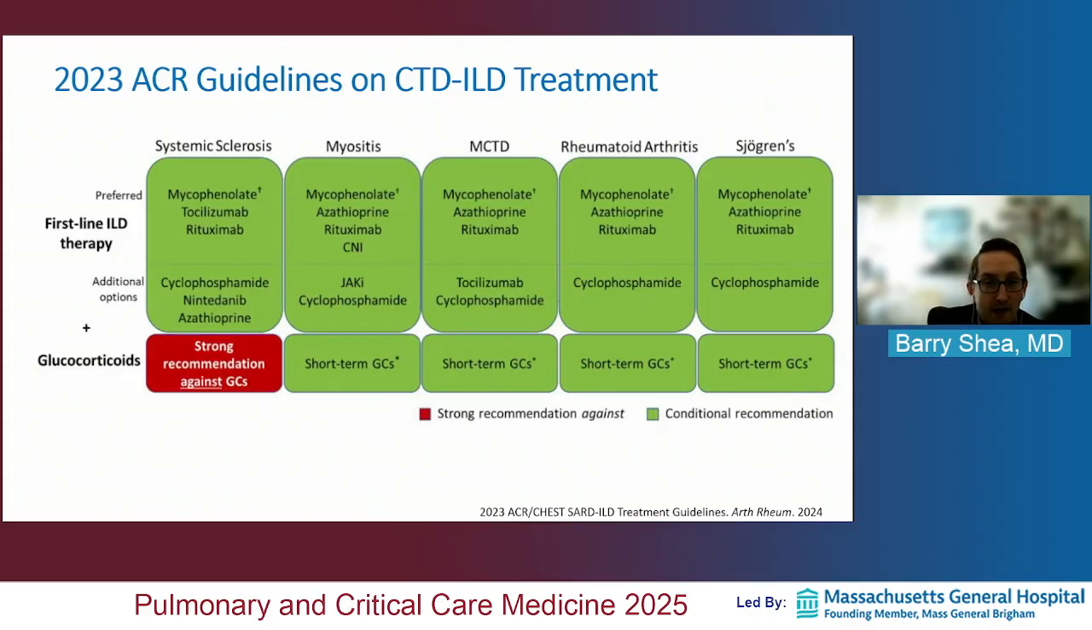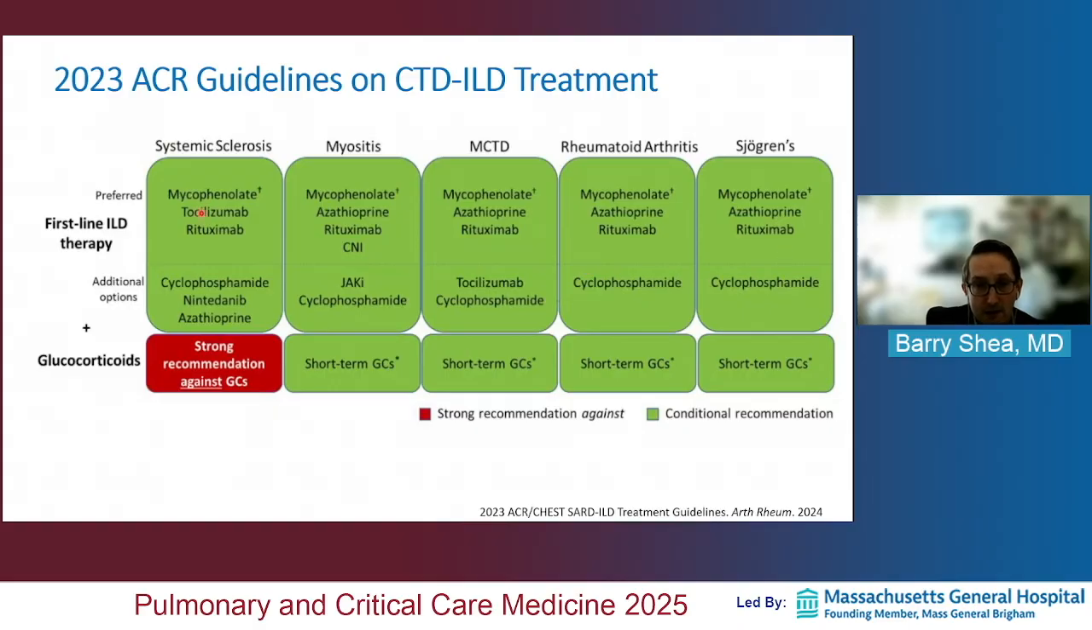But a couple things I want to highlight in these guidelines as general approaches. These are all in green here. These are all conditional recommendations, so none of these are strong recommendations based on the quality of data. The only real strong recommendation they made was a strong recommendation against steroids for systemic sclerosis. But in all other connective tissue diseases, they've recommended a combination approach with steroids and immunomodulatory therapy up front for CTD ILD. And you can see the different agents that were recommended as possible first-line agents.